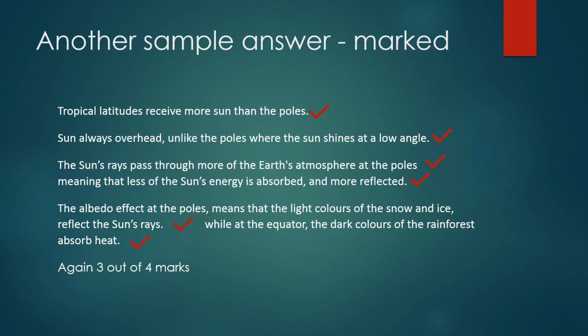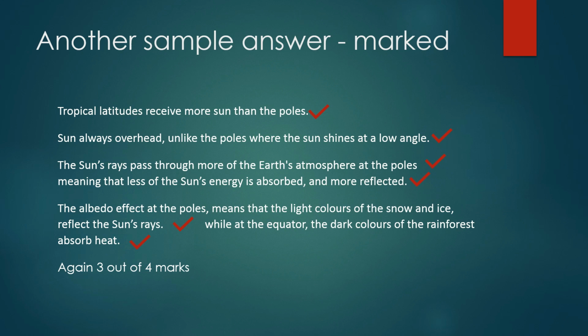Tropical latitudes receive more sun than the poles. This point would get credit, but it needs a bit more, in order to get a full mark. Sun always overhead, unlike the poles where the sun shines at a low angle. Completes that explanation, and so 1 mark awarded for those first 2 sentences.